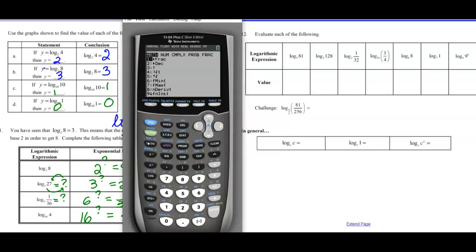Math. Cursor up to log base. Fill in with 2. Fill in the argument with 128. Oh, that's 128, sorry. So math.